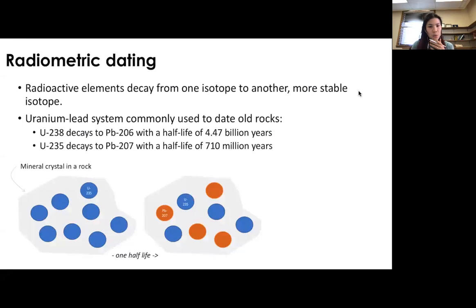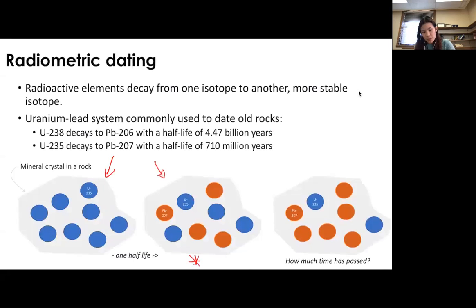An example of how this works is we have this original mineral here that's outlined in gray, and this mineral contains some uranium-235. After one half-life, of those 8 uranium-235 atoms, half of them have now become lead-207. And so if we were to pick up this rock as it exists in this middle figure, we could measure the relative amount of lead-207 to uranium-235 and calculate that about 710 million years must have passed, one half-life.